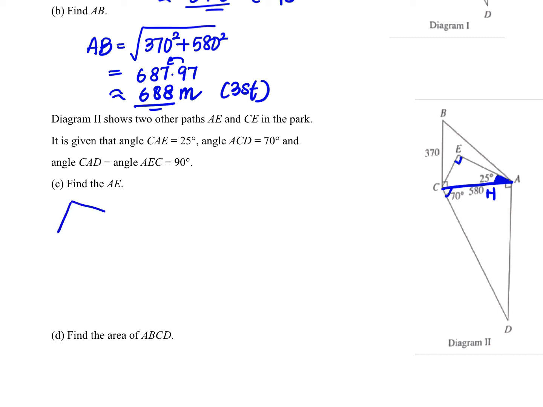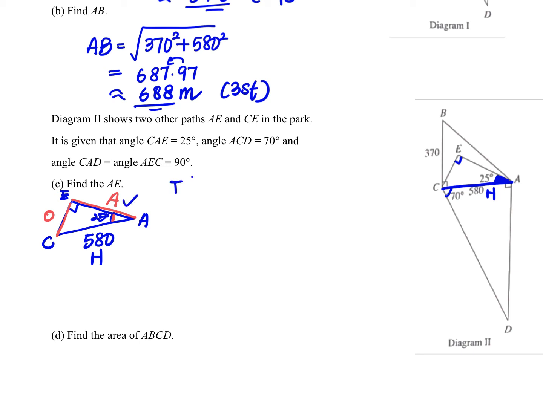So let me just draw this triangle out a little bit. This is 580 and it's my hypotenuse. This is the angle 25, A to E. Okay, let's label this. So I have my angle is 25. This side will be my opposite. And this side will be my adjacent. Then this one is my hypotenuse. Okay, so they want us to find AE, which is the adjacent.